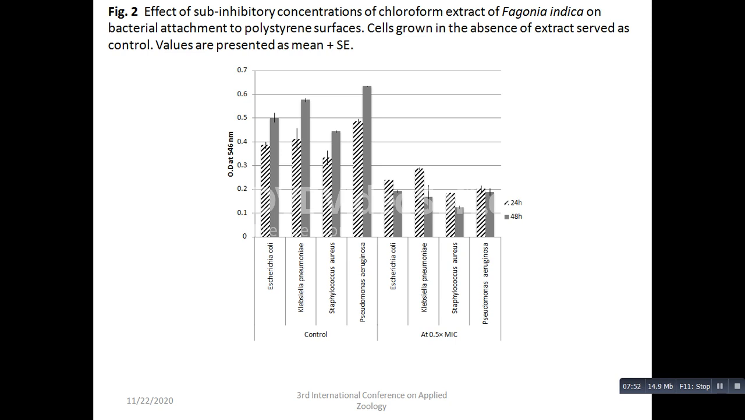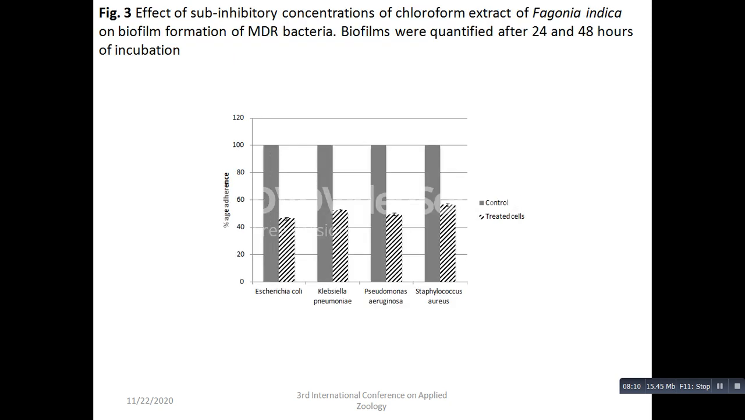Our data also revealed that after 48 hours of incubation, greater inhibition was observed for Staphylococcus aureus, that is 71.84%, followed by Pseudomonas pneumoniae. Our study clearly suggested an efficient role of Fagonia indica extract as antiadhesion and antibiofilm agents against multidrug resistant bacteria.